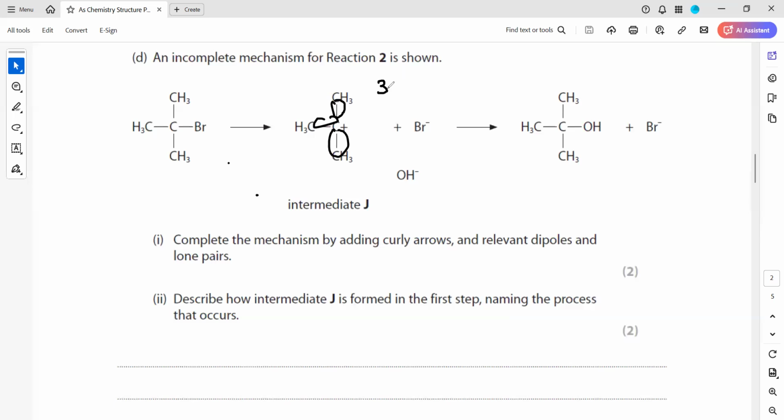So what will be the shape of the structure which has 3 bond pairs and no lone pair? So what is the shape? It will be trigonal planar. So trigonal planar will be the shape, and the reason you will mention is that it has three bond pairs and no lone pair. So the atoms will always try to arrange themselves to minimize the repulsion.